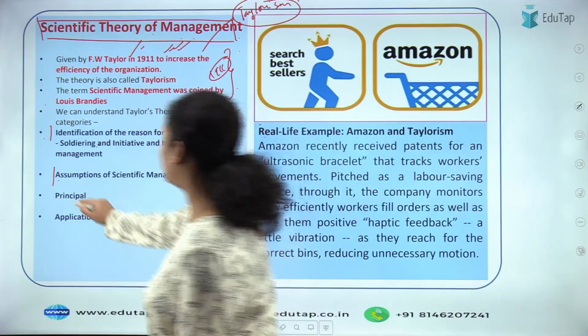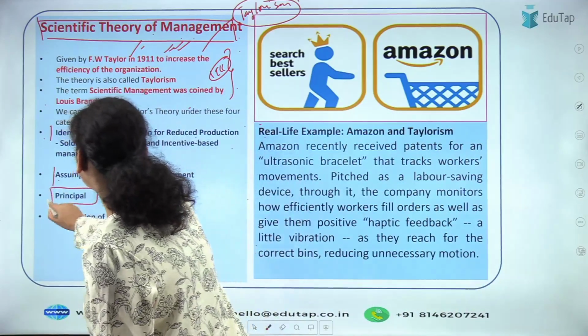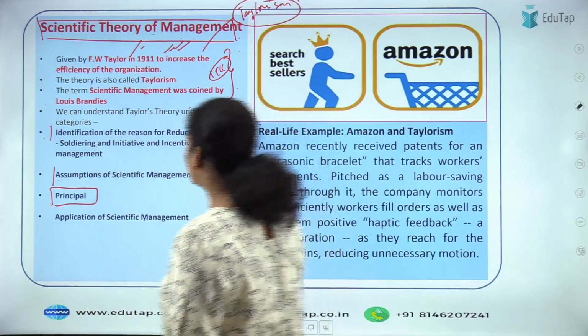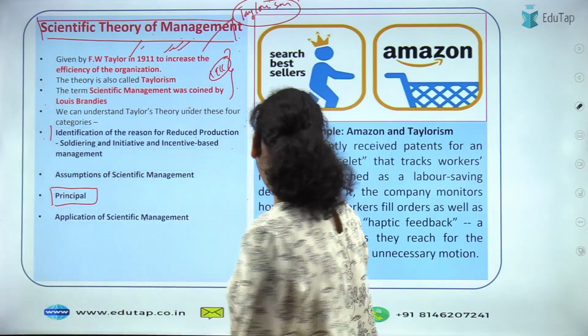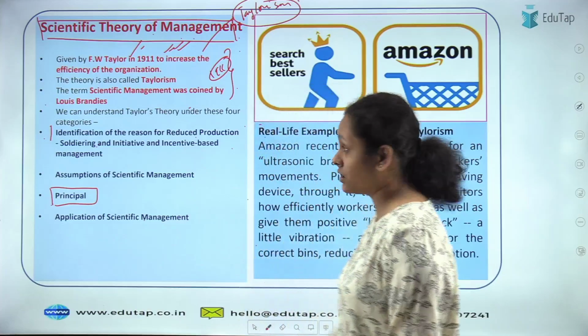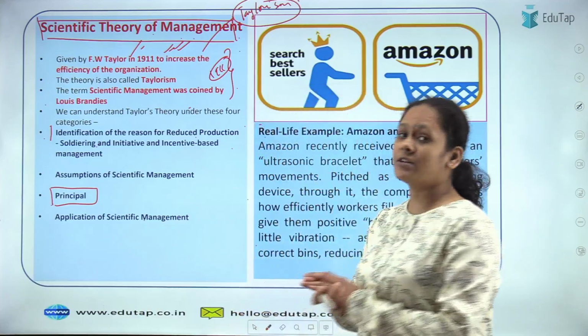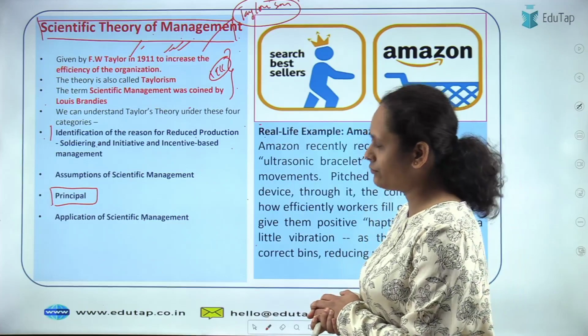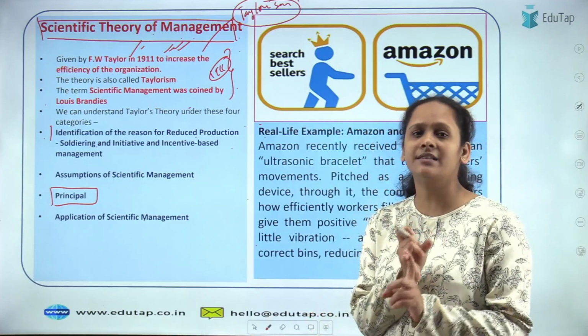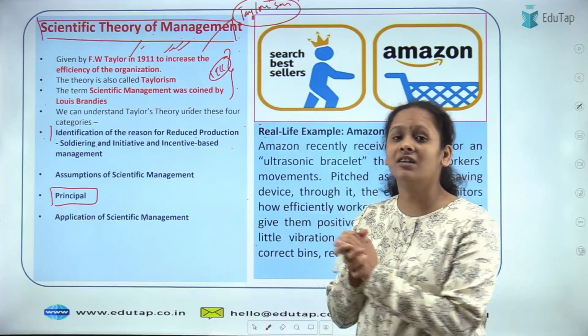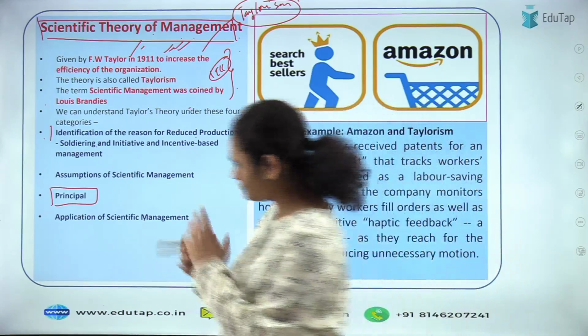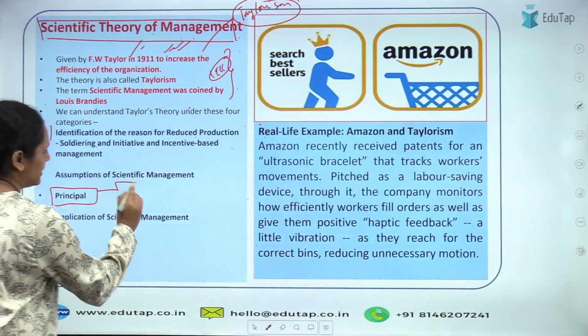Now, if we come to the third factor, that is principle. What was the principle of Taylor's theory, or Taylorism, or scientific theory? The principle, according to Taylor, was that, firstly, as I said, the tasks which are given to the workers are to be carried out in a scientific way. Okay.